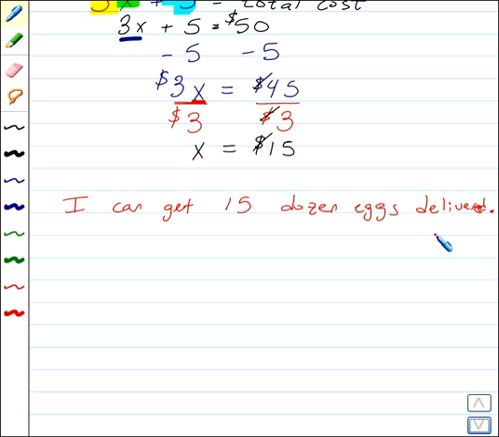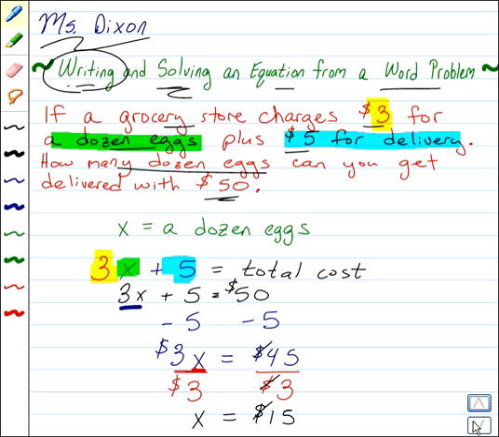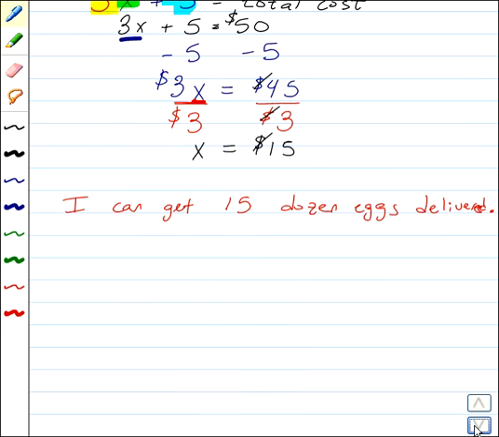So if you have 15 dozen eggs, does that make sense? Let's look back at the question. Does 15 dozen eggs make sense to the question? I can get eggs at $3 for every dozen. 15 is a positive integer. It's a possible number of dozen of eggs. So that answer makes sense.